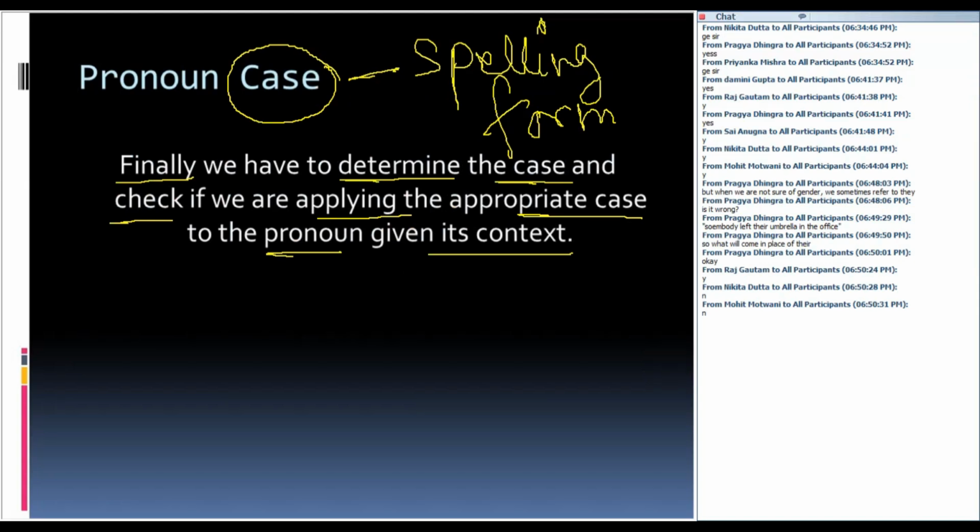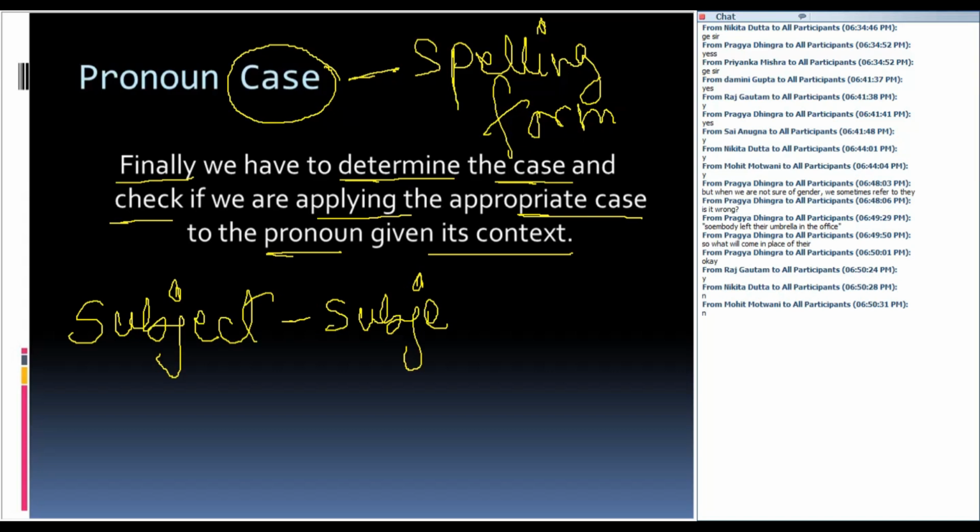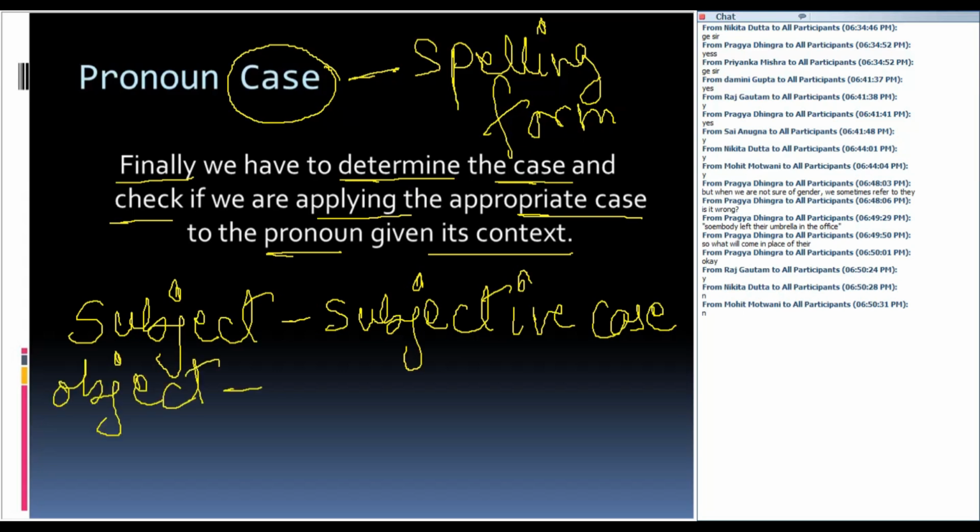Okay? If the pronoun is used as the subject of the sentence, then whatever spelling you use is called subjective case. So whenever you use a pronoun as the subject of a sentence, then whatever form or spelling you use, it is called a subjective case. If a pronoun is not in the subject, but it is in the object of the sentence, then the spellings that you use are called objective case. It's called objective case.